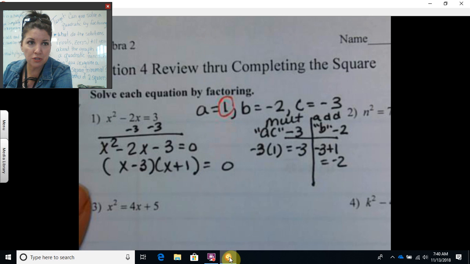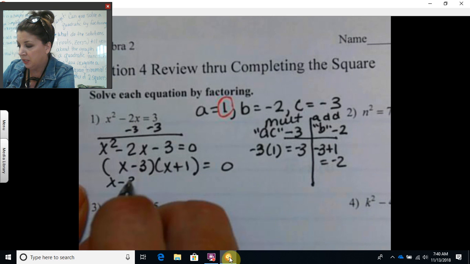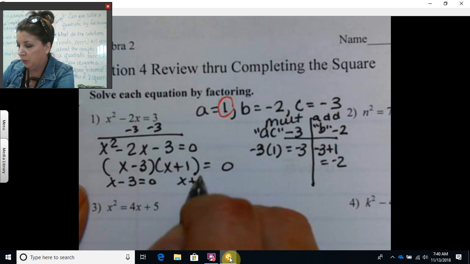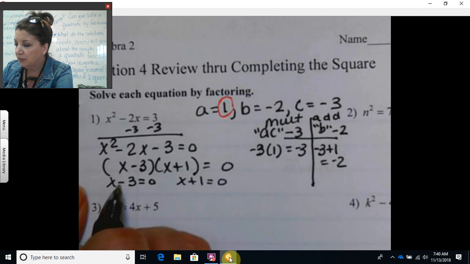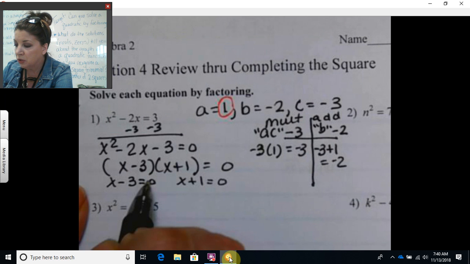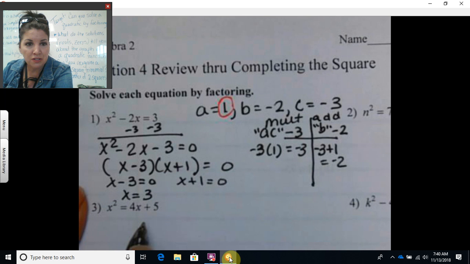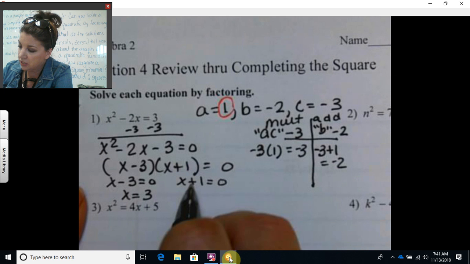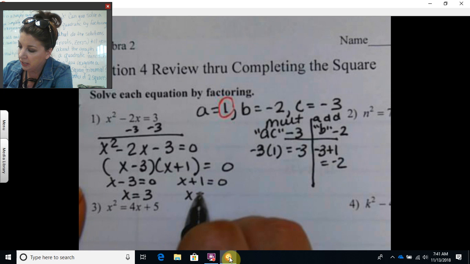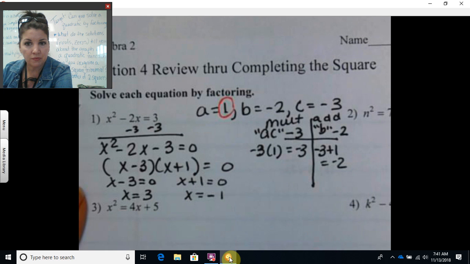To solve, once you're finished factoring, set each factor equal to 0 and put it in standard form. So I'll set x minus 3 equal to 0, and x plus 1 equal to 0. If I add 3 to both sides, my answer is x equals +3. A lot of students are still telling me that x is equal to -3. They're just looking at whatever's in the parentheses and taking that sign. Be careful of that. If you set it equal to 0, it's going to change the sign. And over here, if I subtract 1 from both sides, my answer is x equals -1. Everybody cool with that?